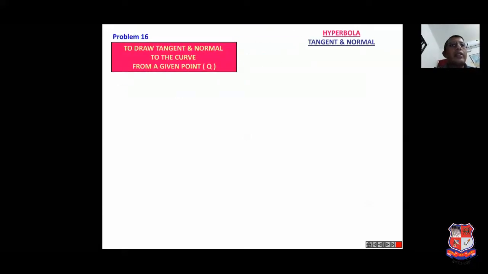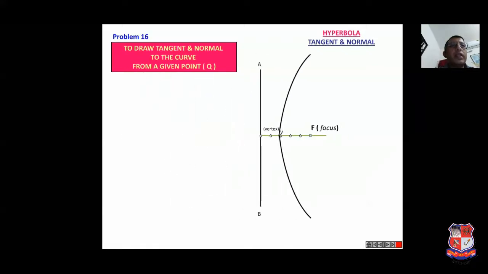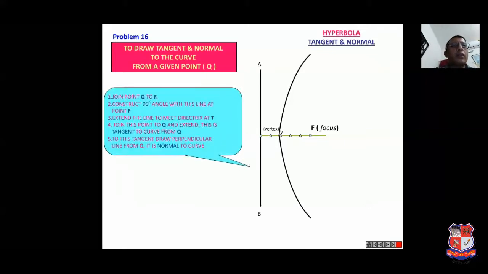Now the third conic section is hyperbola. So how can we draw a tangent and normal to this hyperbola curve? So let us consider a curve. The name of the curve is hyperbola. AB is the directrix, V is vertex, F is focus. So the procedure is the same: let us consider one point on our curve and give the name of the point as Q.